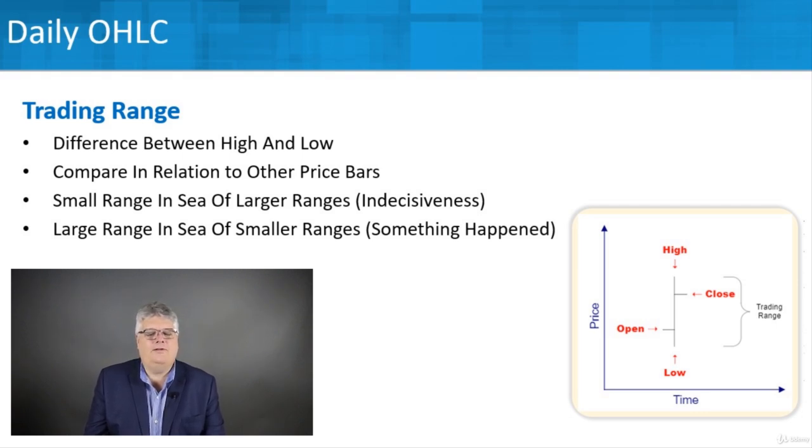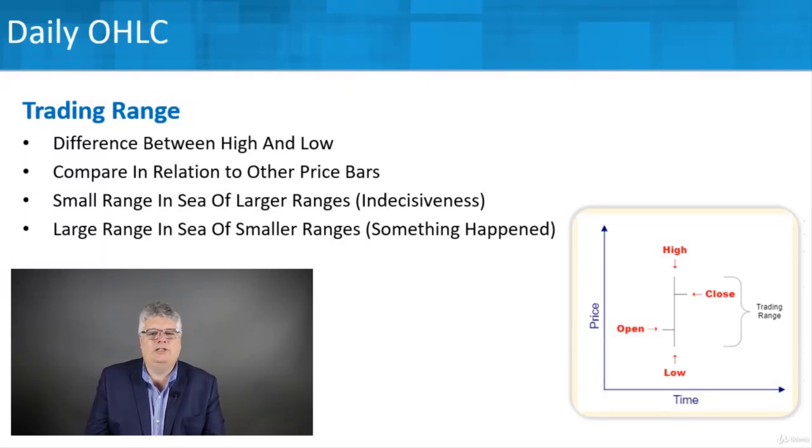And you can start seeing that if there's a small range in the sea of larger ranges, where all of a sudden the price bar you're looking at for the most recent day or time period, the ranges are getting smaller, then there might be some indecisiveness happening. They're trying to figure out, do we go higher, do we go lower, looking at that trading range.